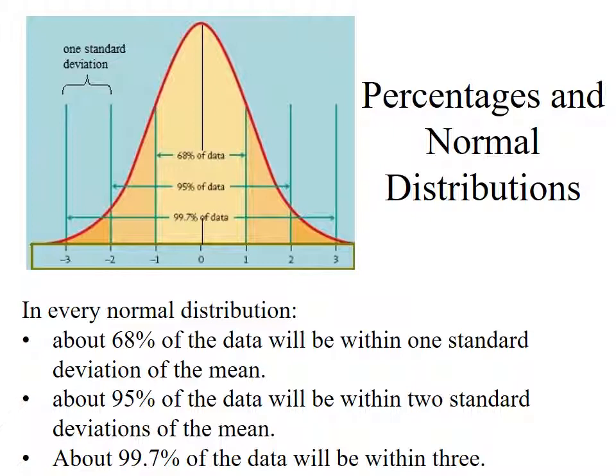If I go 2 standard deviations out, 2 standard deviations above the mean, 2 standard deviations below the mean, I will catch 95% of the distribution. 95% of the data will be within 2 standard deviations of the mean. And if I go out to 3 standard deviations, that's going to catch almost everything. 99.7% of all the data in the whole distribution will be within 3 standard deviations of the mean. This is a general rule that applies to all normal distributions.